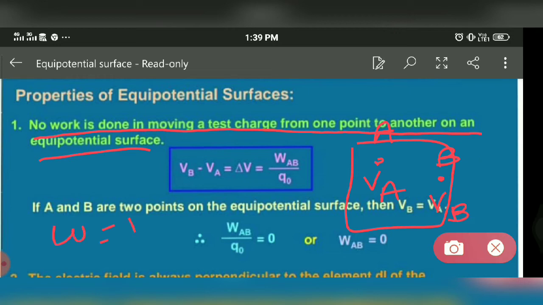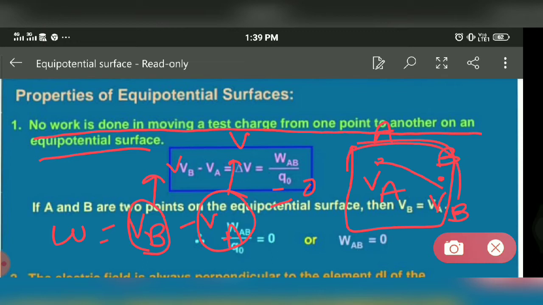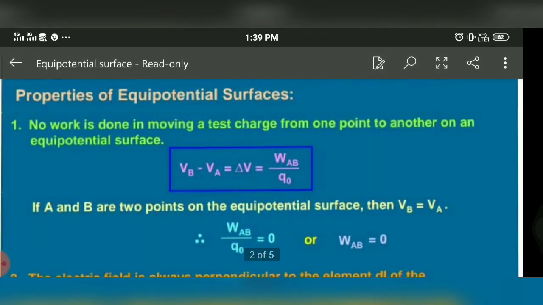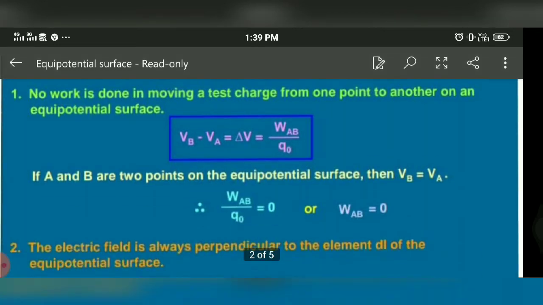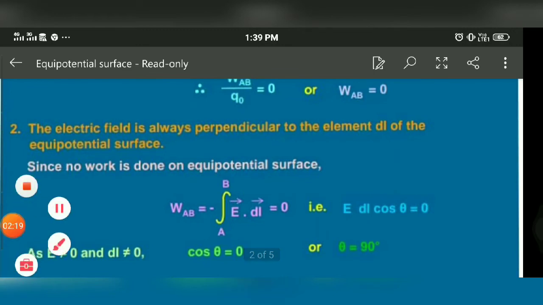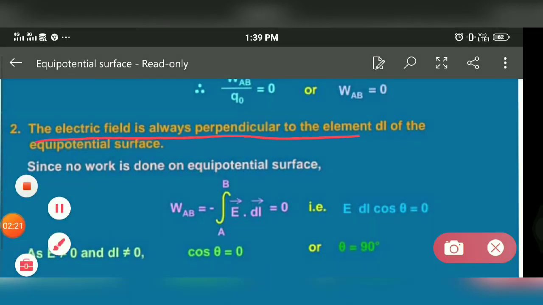Work done is what? The potential difference. A charge is taken from point A to B, then work done is VB minus VA. But the potential at VB is V, and the potential at VA is V. So V minus V is 0. So on a surface where the potential is the same at every point, work done is always equal to 0. This is the first property: work done is always equal to 0 for an equipotential surface.